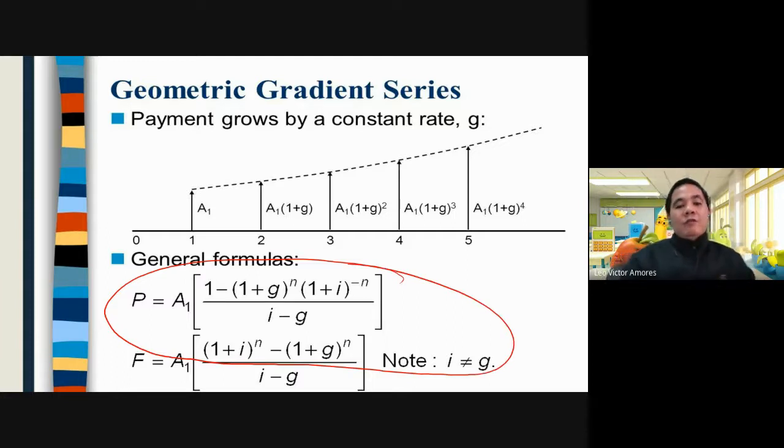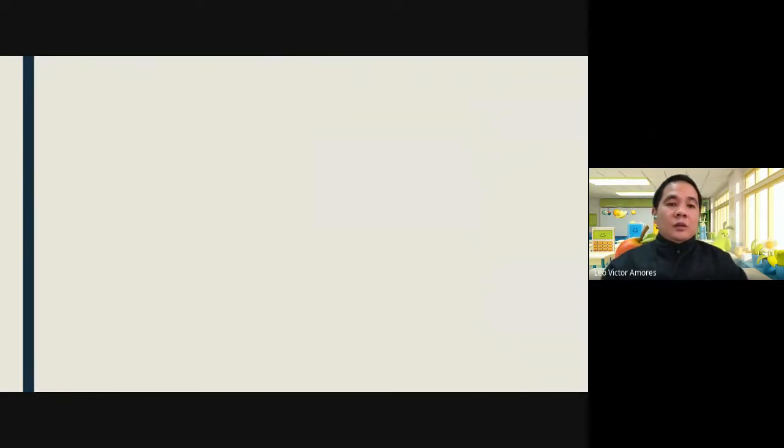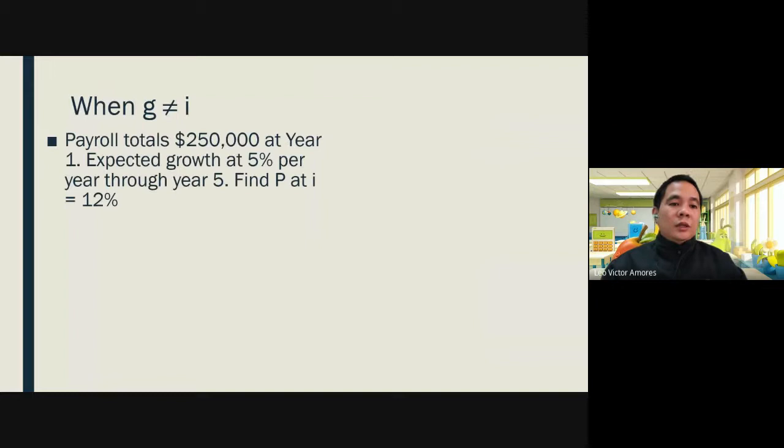future and present values. Take note that the basic example for this one is that I is not equal to your G. Okay, so let's try to solve.